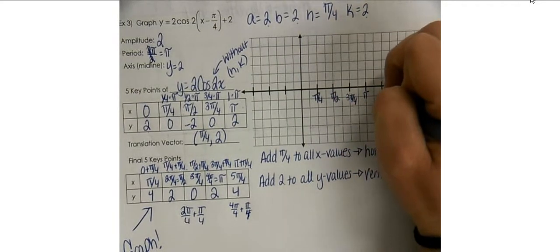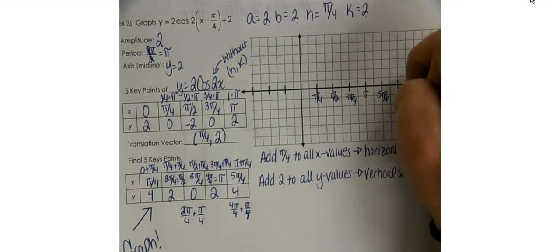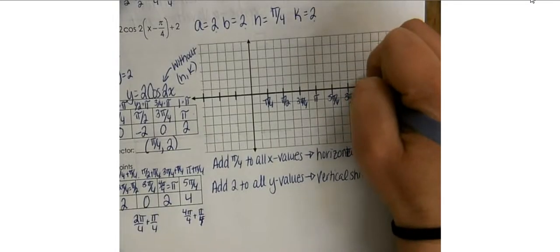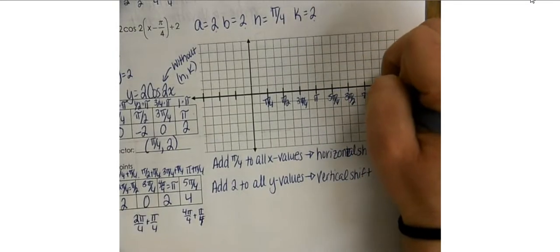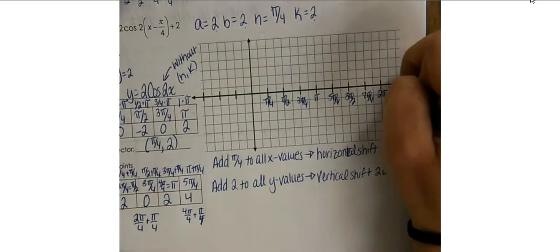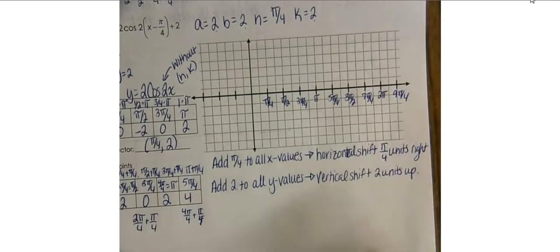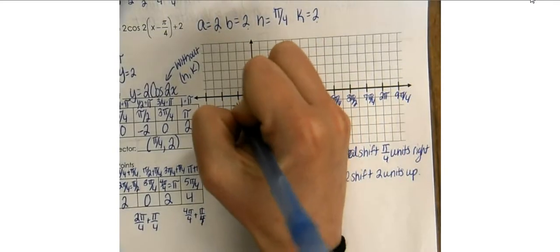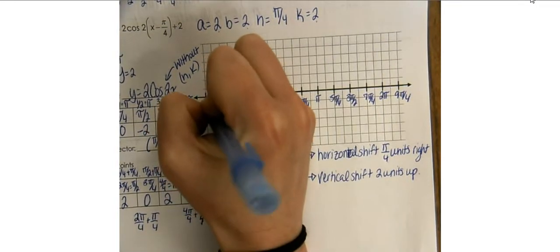And then 5 pi over 4, then 6 pi over 4, which is 3 pi over 2, then 7 pi over 4, then 8 pi over 4, which is 2 pi, and then 9 pi over 4. So I'm just making all of my large tick marks go by pi's over 4. Then I have negative pi over 4, negative pi over 2, and then negative 3 pi over 4.